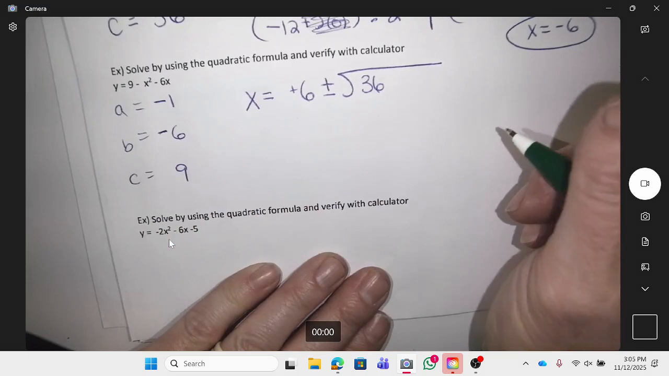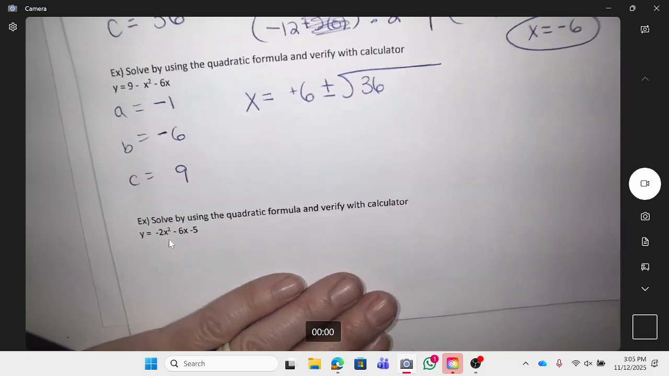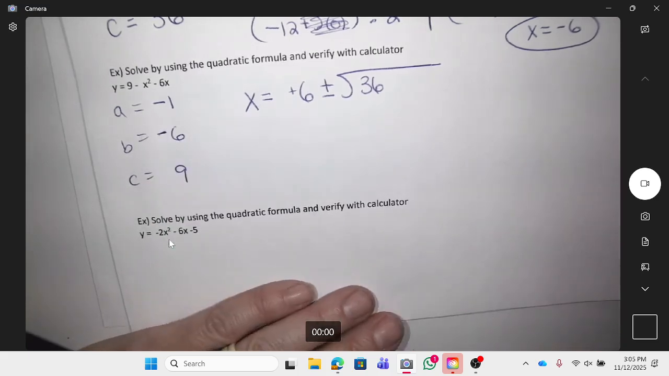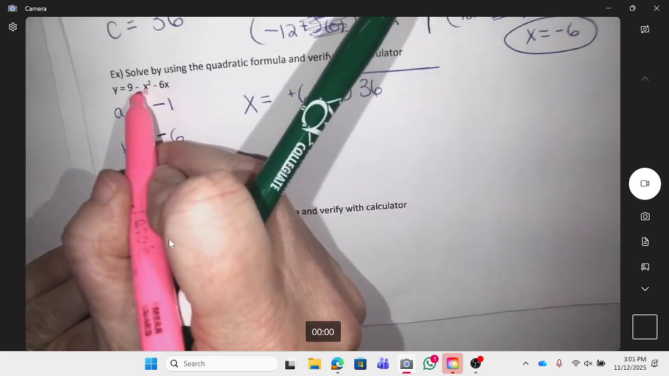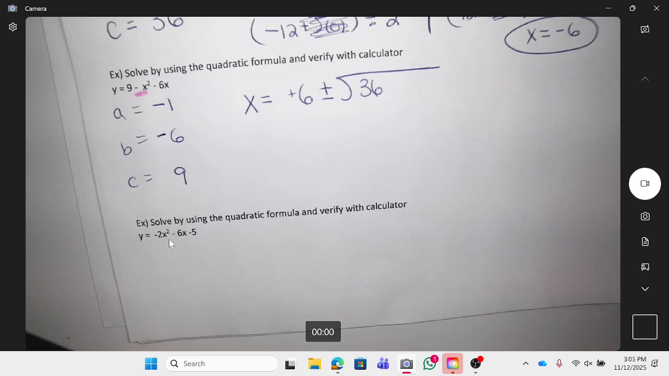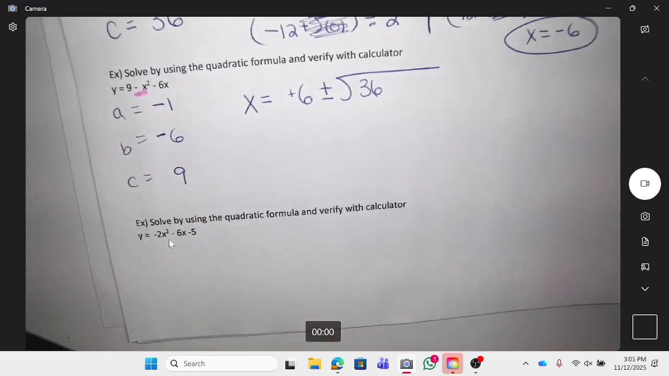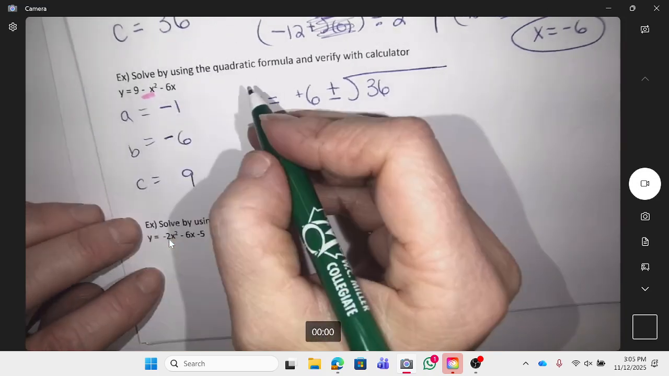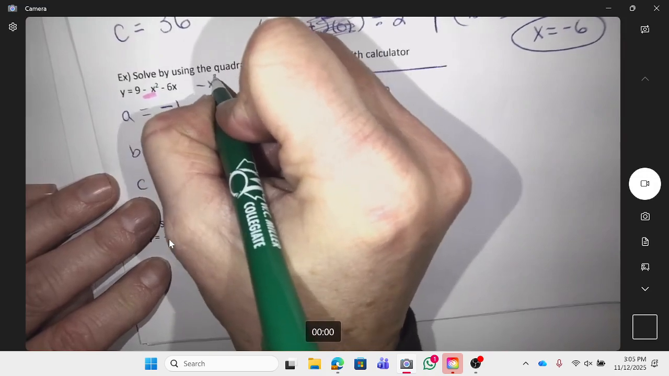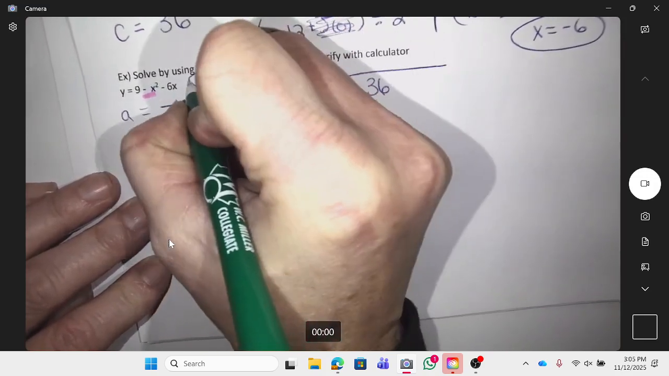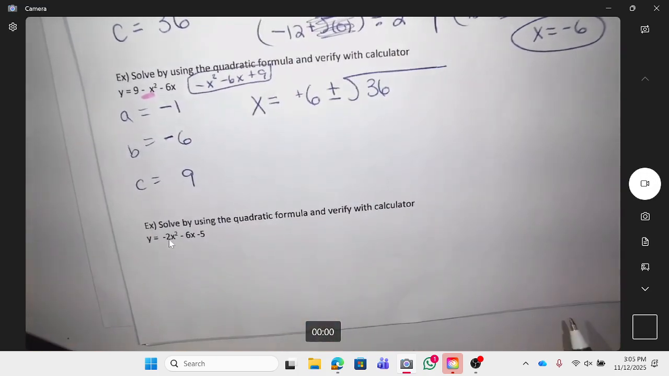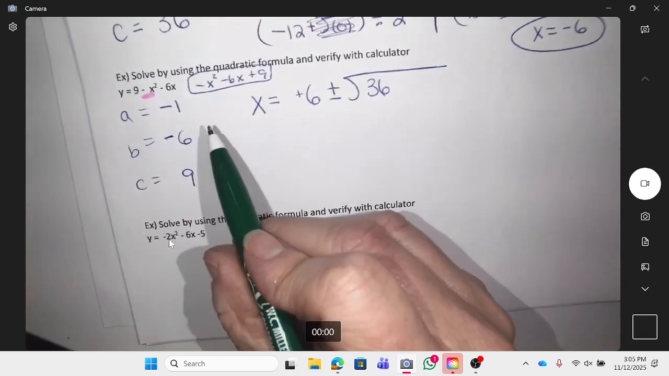Why is A -1? How many x squareds are there? Those are the last 2 questions. How many x squareds do you see? -1. Why not 9? Because it's not about first, second, third. It's about how many x squareds, how many x's, how many just numbers. That's always the order. Like, if you wanted to rewrite this, you could go -x squared subtract 6x plus 9. That's the order. I mixed it though. Do you see it?